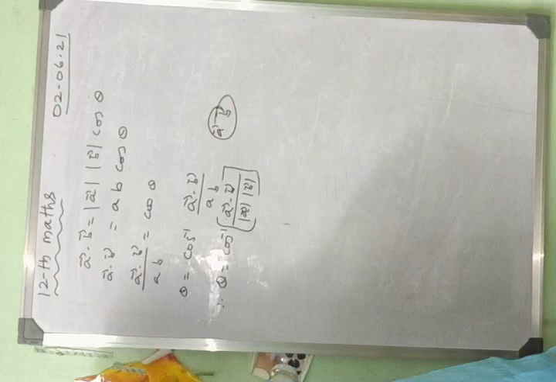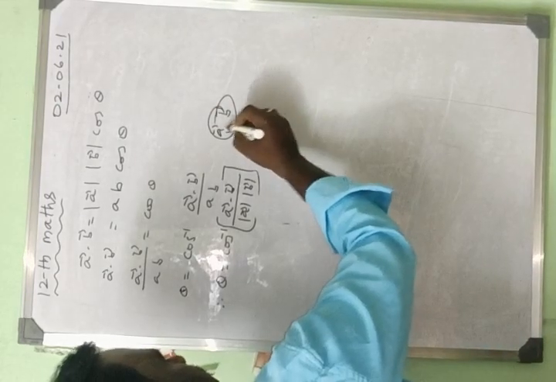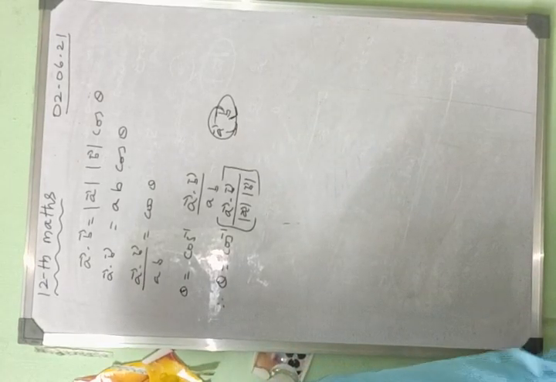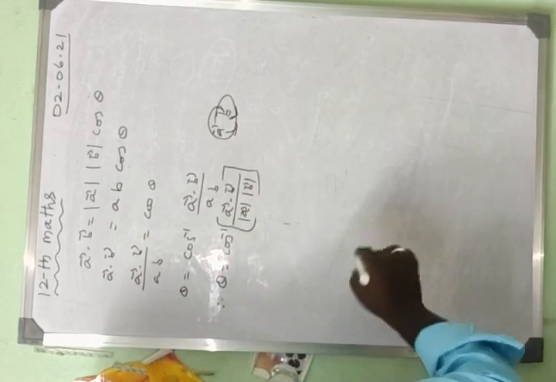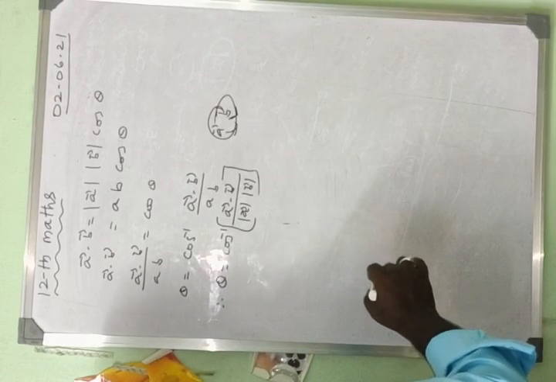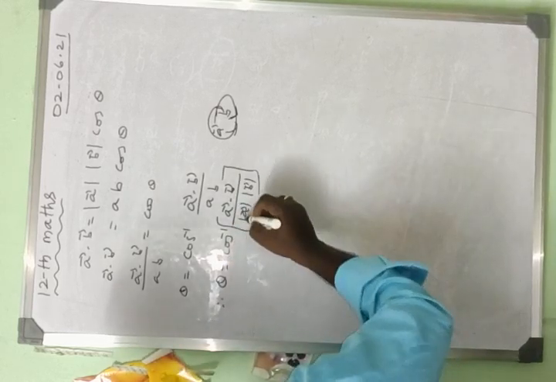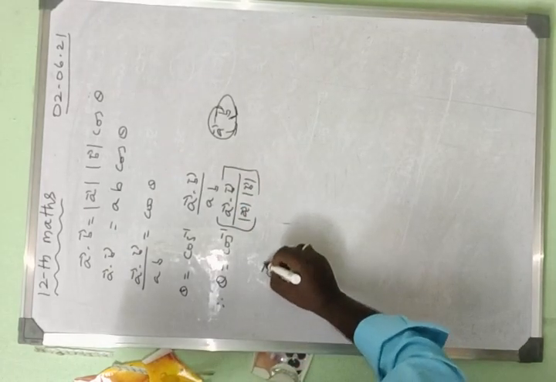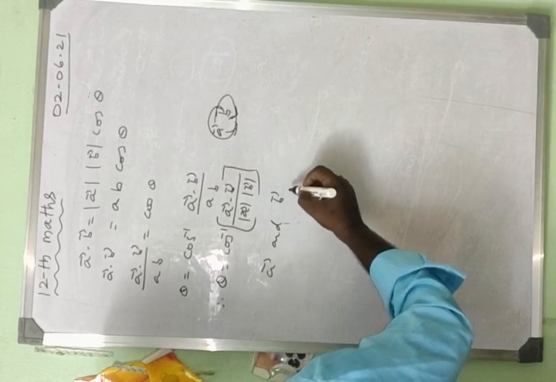The angle between two non-zero vectors. This is very, very important. Both vectors must be non-zero vectors. Only then can we find the angle. The angle between two non-zero vectors A and B is given by the following formula: theta is equal to cos inverse of vector A dot vector B divided by mod of vector A, mod of vector B. Very, very important.